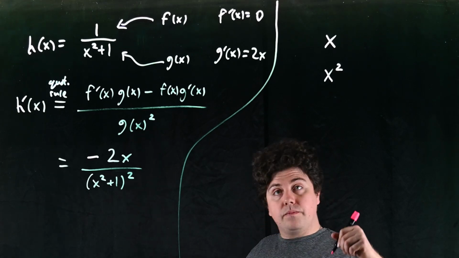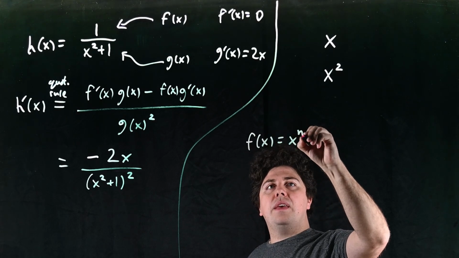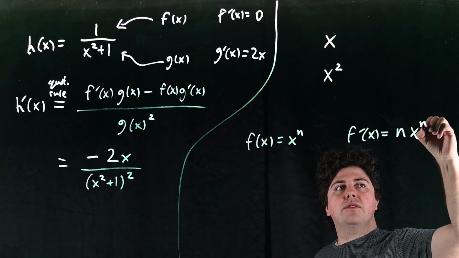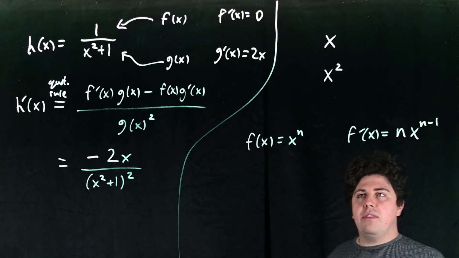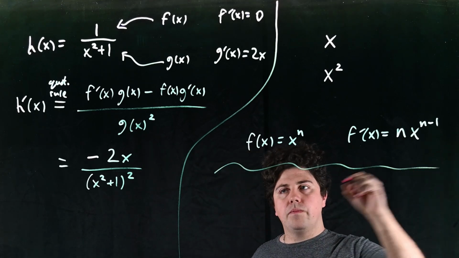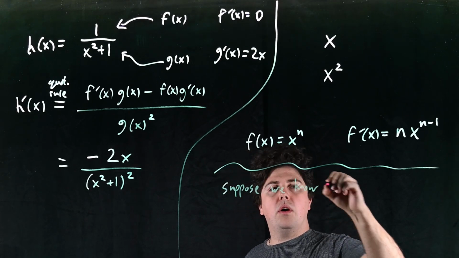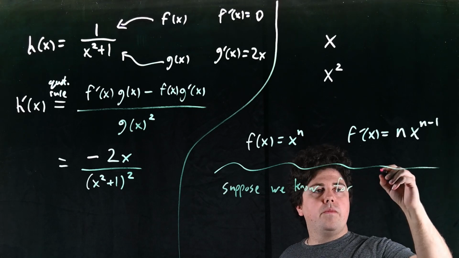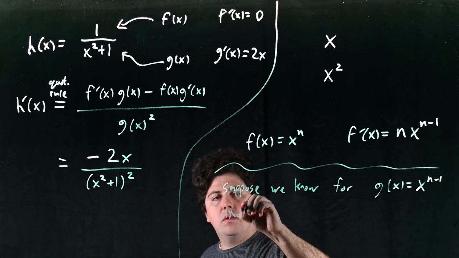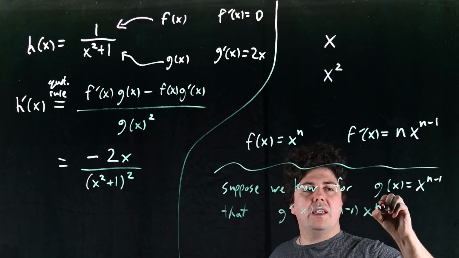Indeed, we already know that if f at x is equal to x to the n, we've computed already that f prime at x is equal to n times x to the n minus 1. But what's another way that we could have computed this other than by direct calculation? Suppose we know, for g of x equal to x to the n minus 1, that g prime of x is equal to n minus 1 times x to the n minus 2.